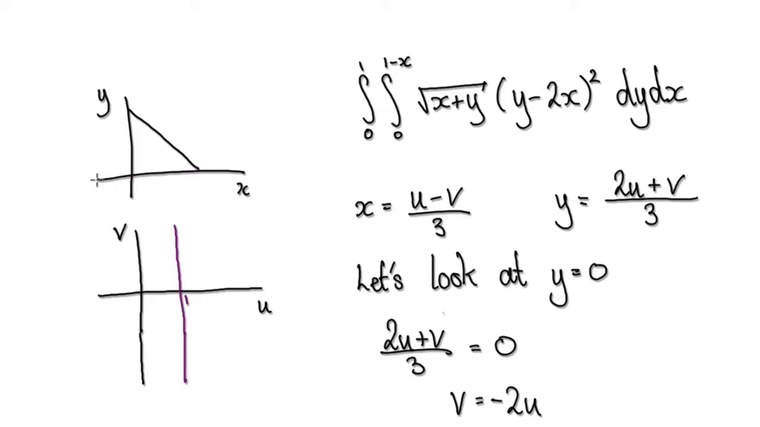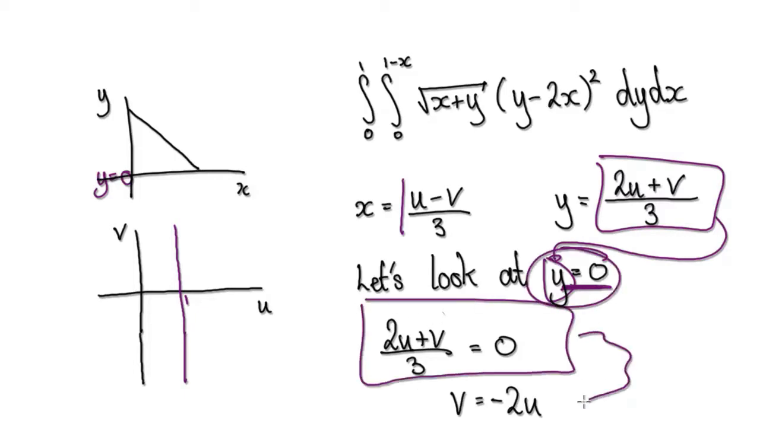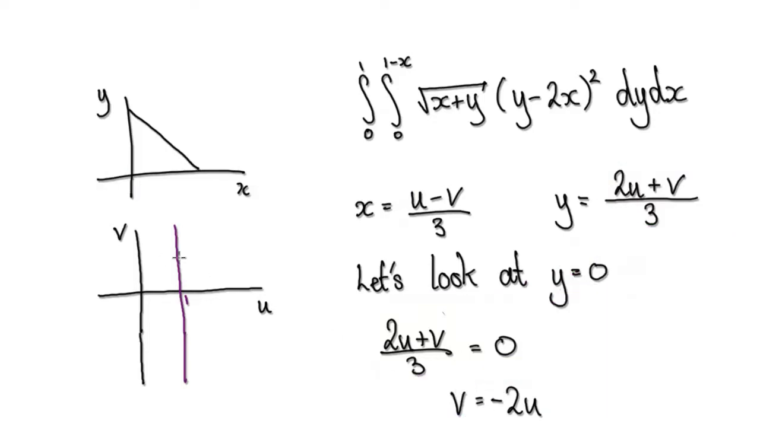So this line here is y equals 0. So let's look at the line y equals 0. So put this into the y, so that this thing here will then become this. So rearrange it to make v the subject. So now we've got this line. So under the uv world, this thing here would look like this.